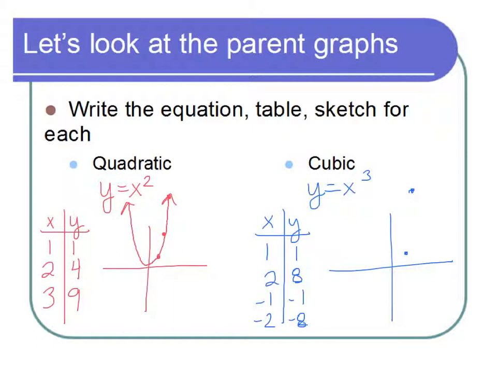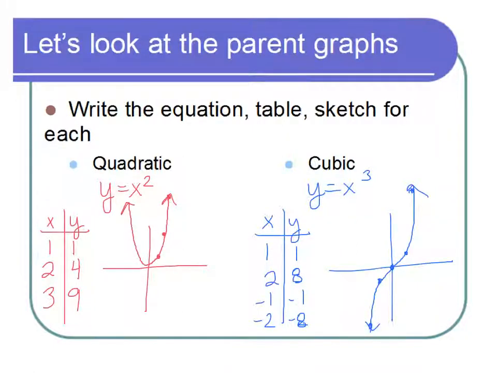Again, I'm kind of dodging the 0, 0 point every time, but it will be there. And then negative 1, negative 1. And negative 2, negative 8. And it creates this little wave in here. So that is our parent function and what a cubic will typically look like. And we need to remember the table for it.